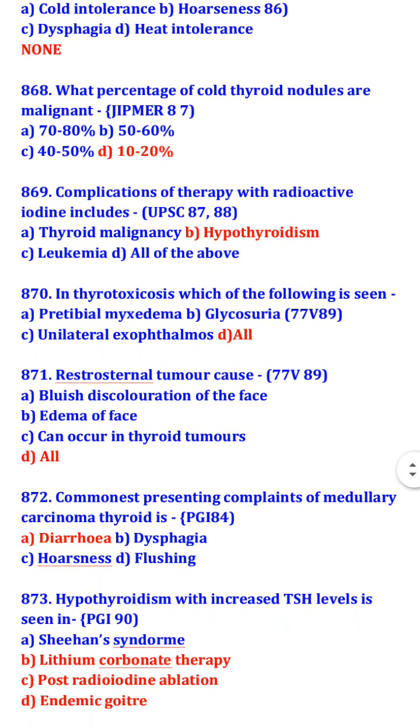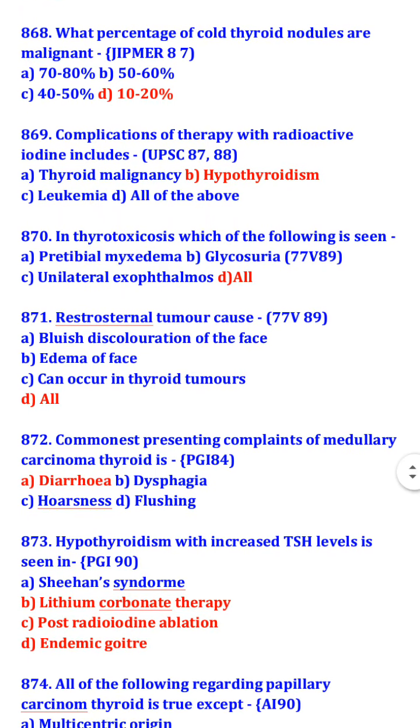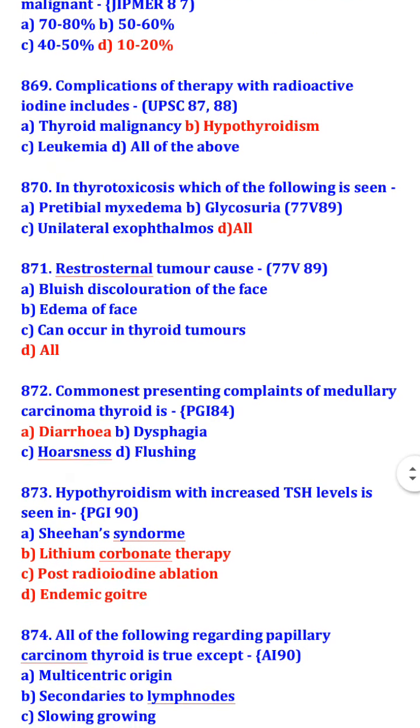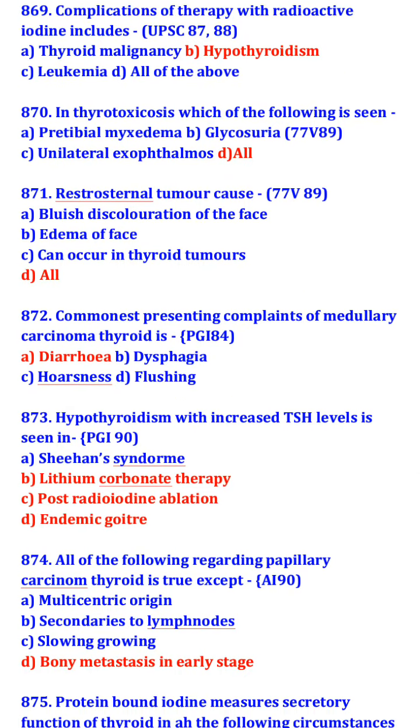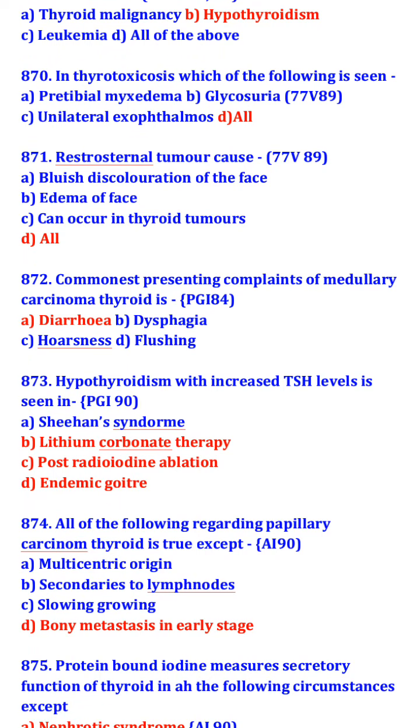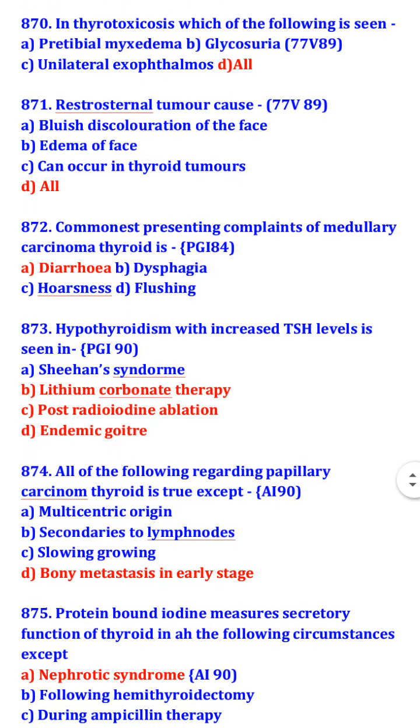In thyrotoxicosis, which of the following is seen? Pretibial myxedema, glycosuria, and unilateral exophthalmos. Retrosternal tumor causes bluish discoloration of the face, edema of face, and can occur in thyroid tumors. Commonest presenting complaint of medullary carcinoma of thyroid is diarrhea. Hypothyroidism with increased TSH levels is seen in lithium carbonate therapy, post radioiodine ablation, and endemic goiter.